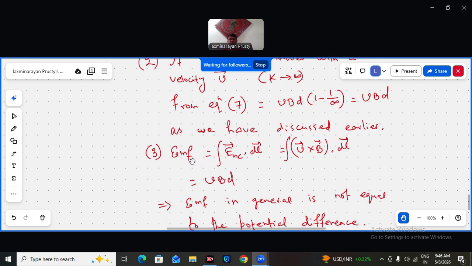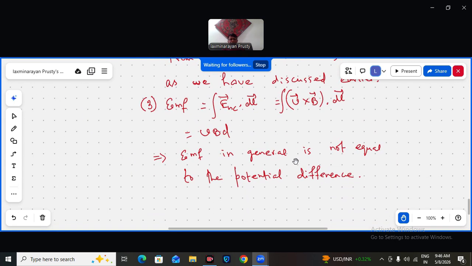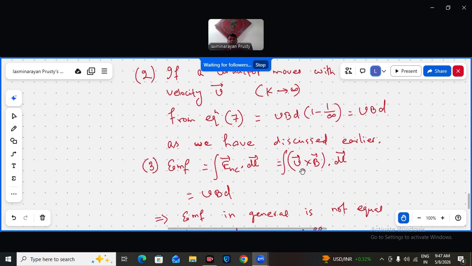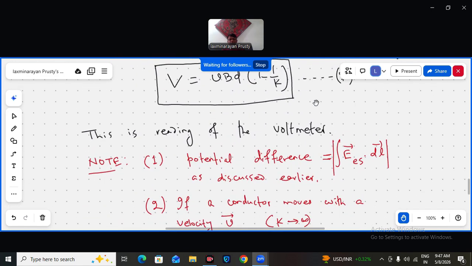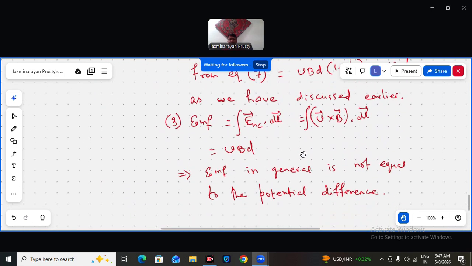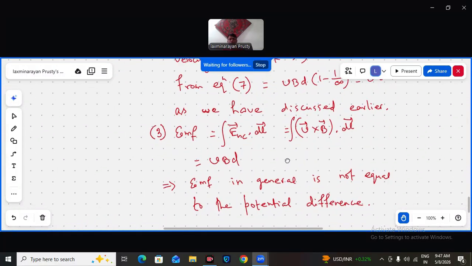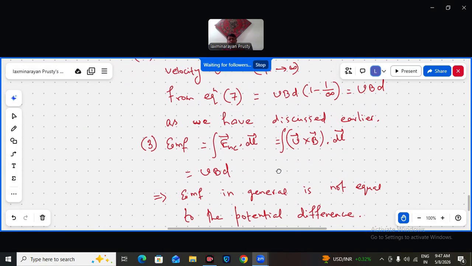Okay. EMF is the integral of ENC dot dl, V cross B dot dl, that is VBD. EMF in general is not equal to potential difference. Just check: the potential difference is VBD (1 minus 1 by K), whereas EMF is only VBD. So be very careful about EMF and potential difference.